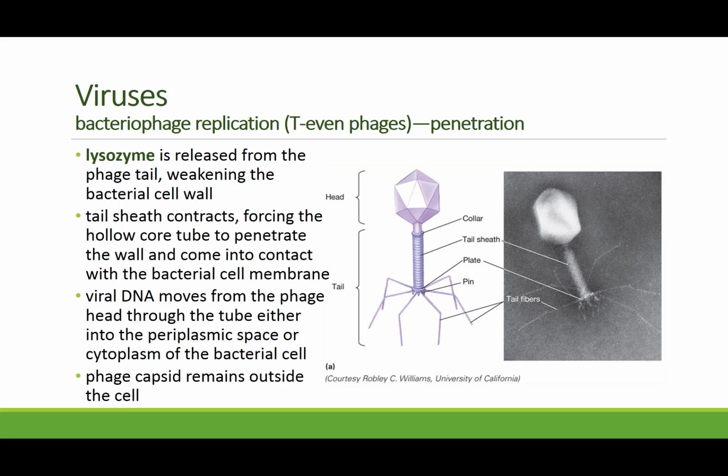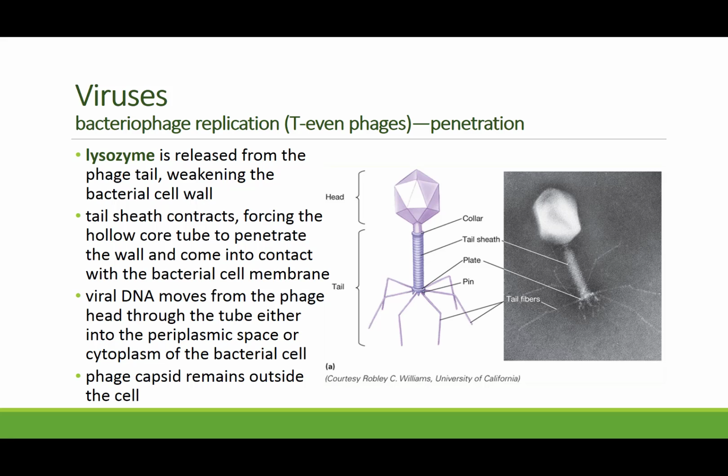So these bacteriophages carry with them lysozyme. It's a protein that can then be released from the tail of the phage, and that lysozyme will weaken the peptidoglycan cell wall enough so that when the tail sheath contracts, that will force the hollow core of the tube of this sheath. It'll force that core to come into contact with the cell wall, and then through the cell wall to the bacterial cell membrane.